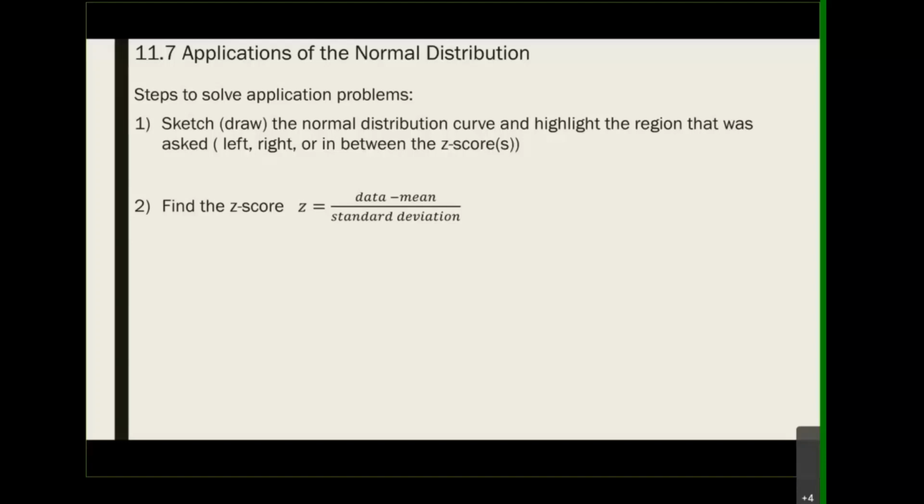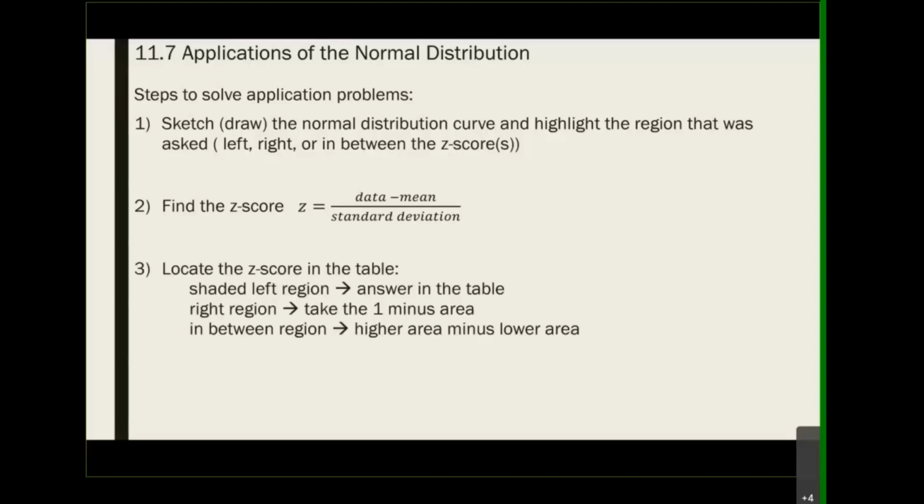the z-score. Once you find the z-score, all you need to do is locate your z-score in the table, the table that we've been using. If your shaded region is to the left, then the answer is in the table. Whatever the area in your table, in your chart, that's your answer.